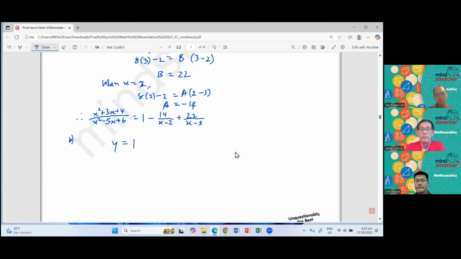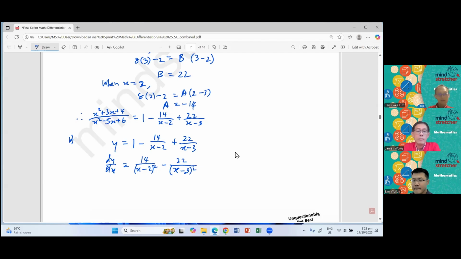So this can also be rewritten as y equals 1 minus 14 over x minus 2, plus 22 over x minus 3. Okay, then your dy/dx will be just 14 over (x minus 2) squared, minus 22 over (x minus 3) squared.